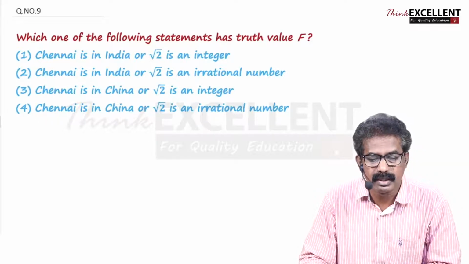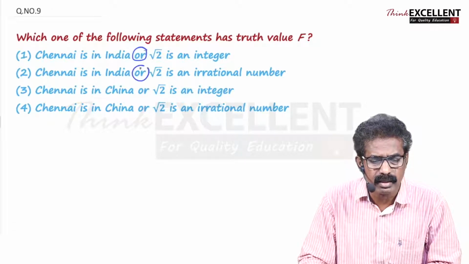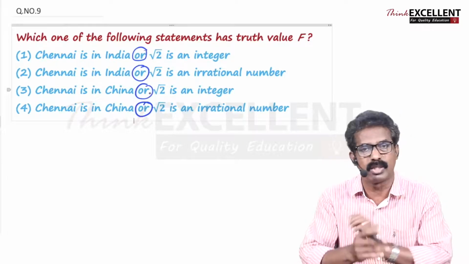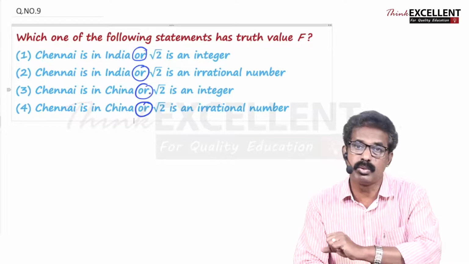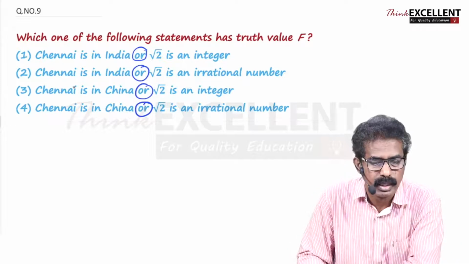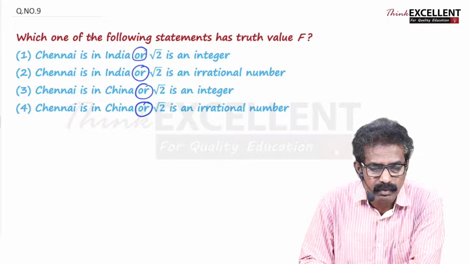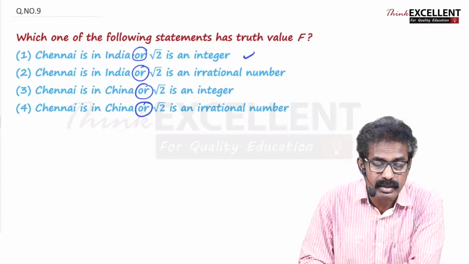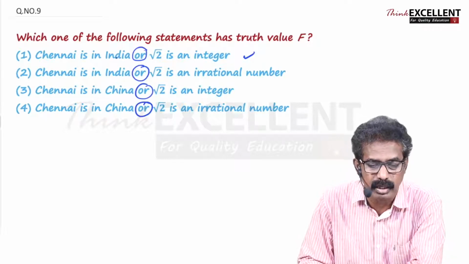Listen, which one of the following statements has truth value F? Truth value F. Here, or is given. Disjunction, here it is or. Or means any one of them is true, you say it is true. P or Q. So either P is true or Q is true, you say the given compound statement is true. Okay. Chennai is in India. Yes, it is true. But what we need is which of the following statements has the truth value F. So here Chennai is in India, root 2 is an integer is false. But Chennai is in India, so totally it is true as or is there. If it is and, both the statements must be true, then only you can say the compound statement is true.